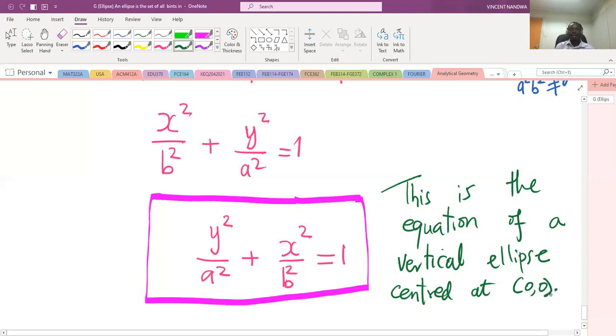So thank you. And in the next video, we'll be describing how to find the general coordinates of the vertices and foci for this kind of ellipse and the one that we derived in the first case. So thank you.